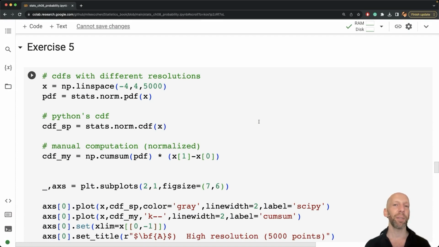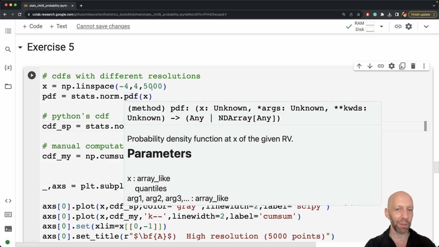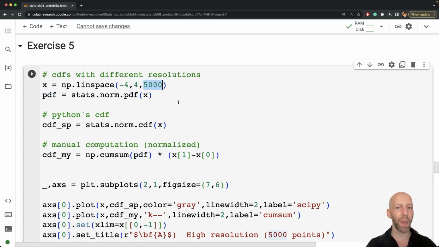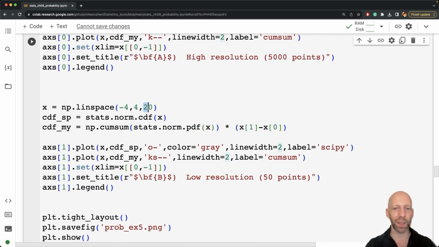Again, there is not much new coding to do for this exercise. You can just do a lot of copy pasting from previous exercises, which is great because that allows you to focus more on the concepts and less on the details of Python implementation. It's nothing really fancy in terms of coding. Here I create the PDF using x-axis spacing of 5,000, or resolution of 5,000, and then I plot it. And then here it's exactly the same thing, except here I say 20. That actually should be 50 based on the instructions in the figure.